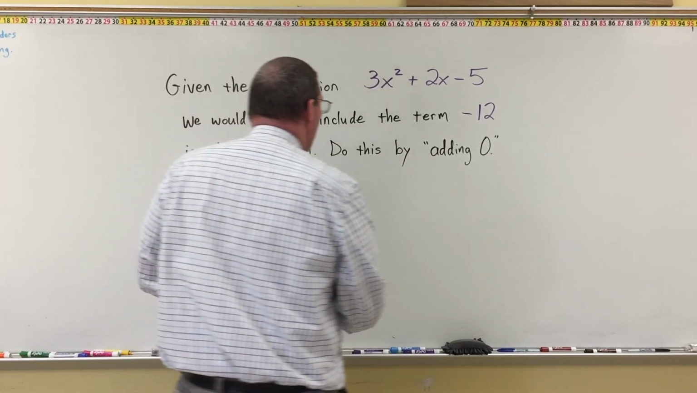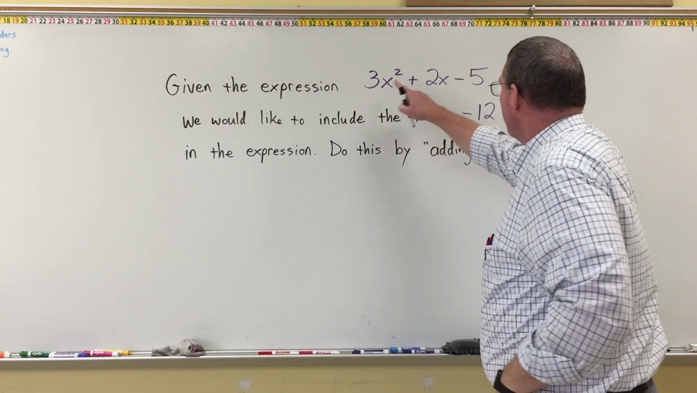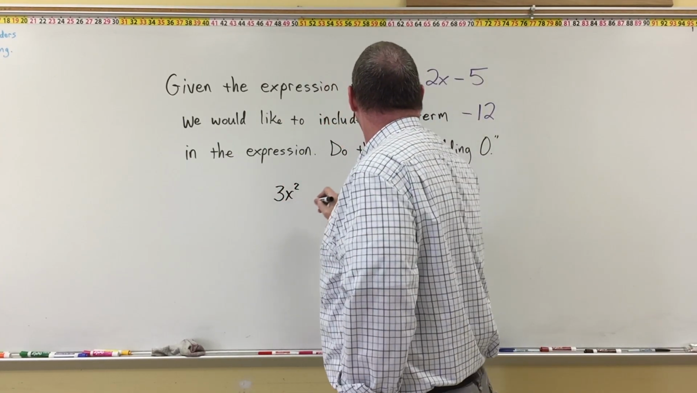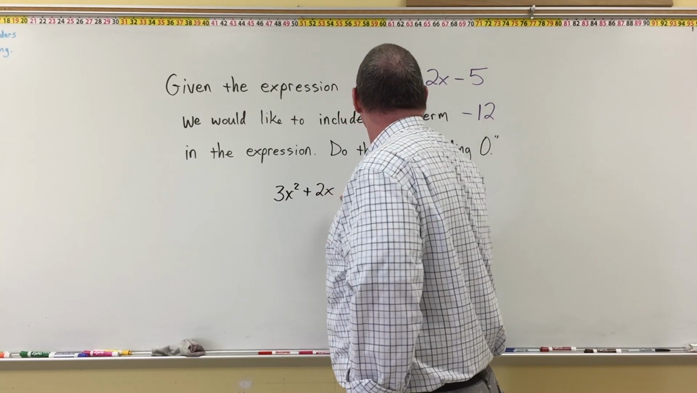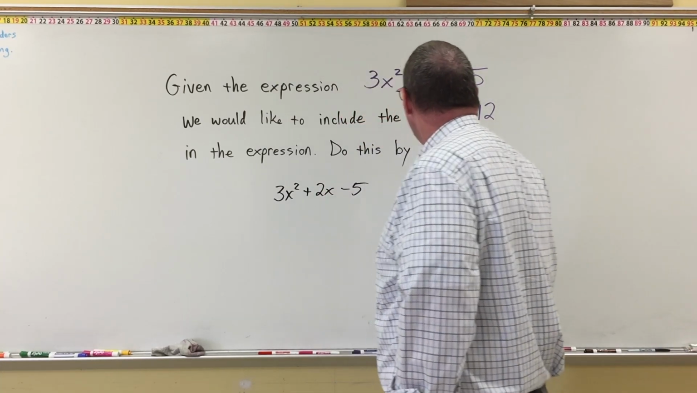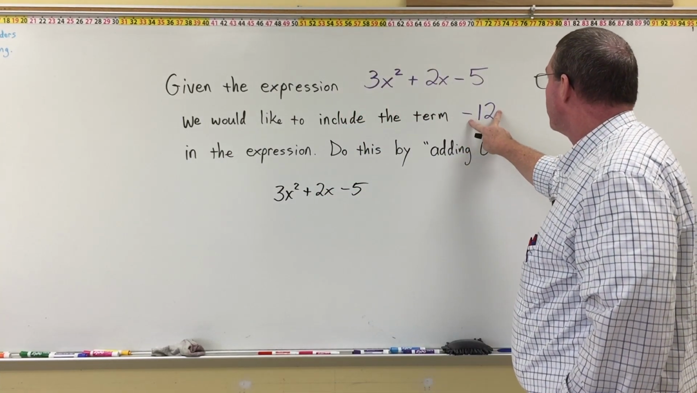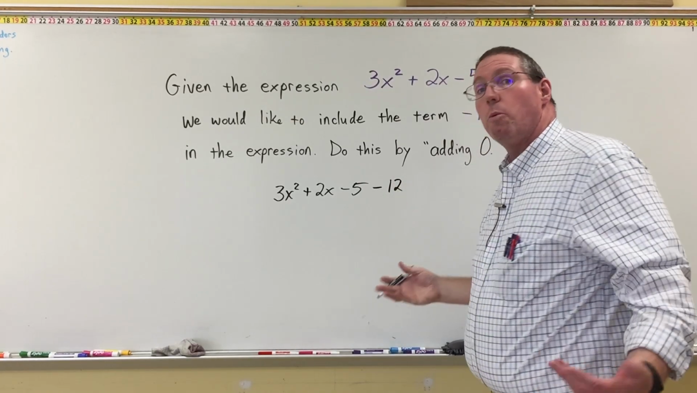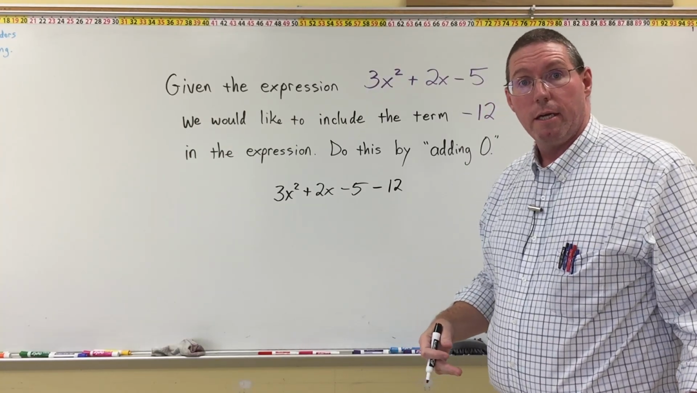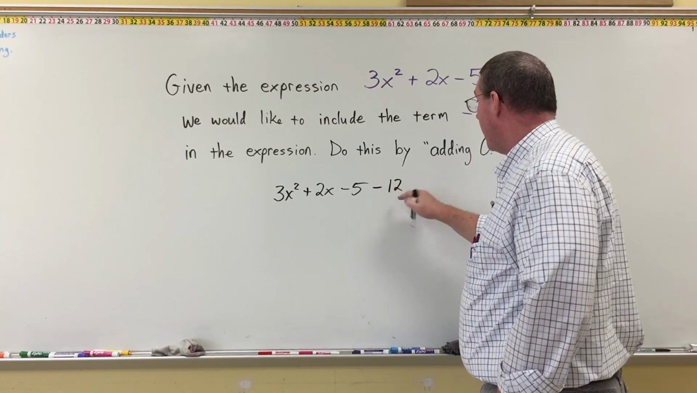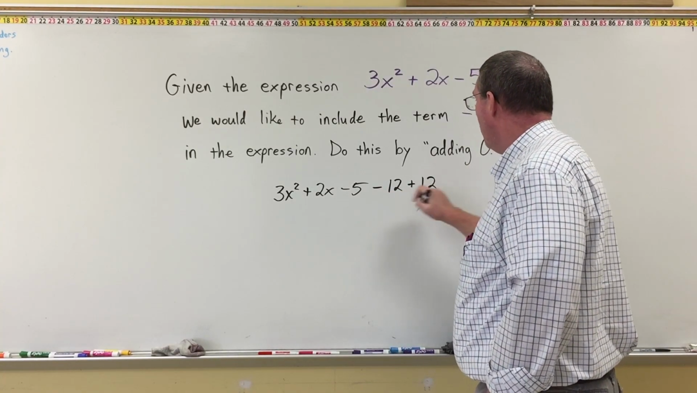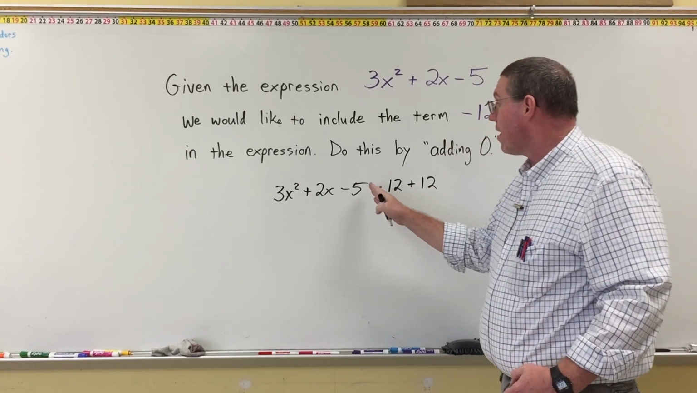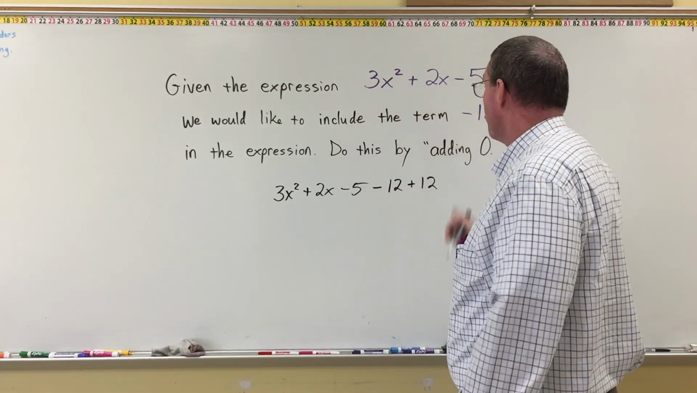Well, like I said, what we'll start off with is we will simply write our starting expression, 3x squared plus 2x minus 5. Then we will include the term that we want to include, which is minus 12. Then we'll do the opposite of that. So the opposite of minus 12 is plus 12. And we know that minus 12 plus 12 equals 0. So that's the same as adding 0 onto this expression.